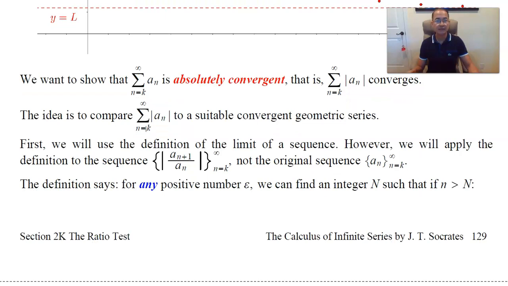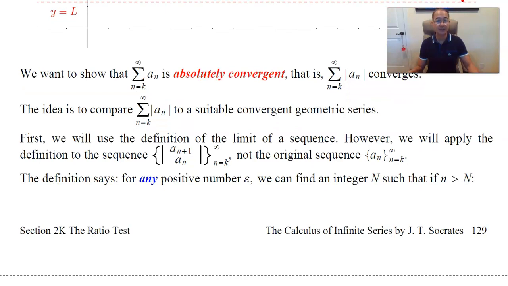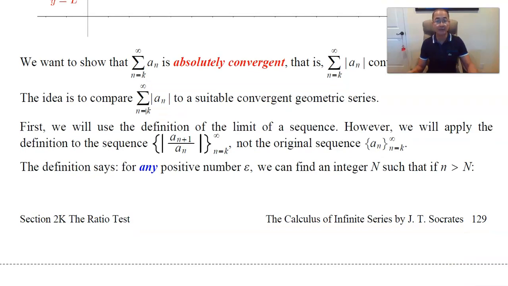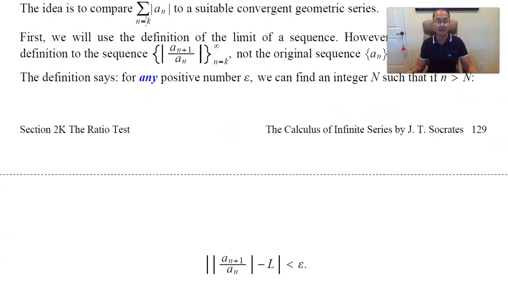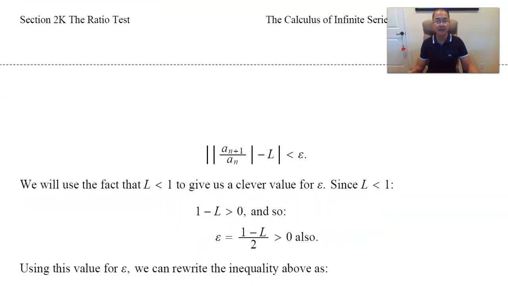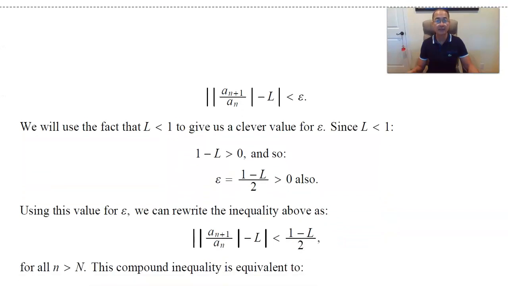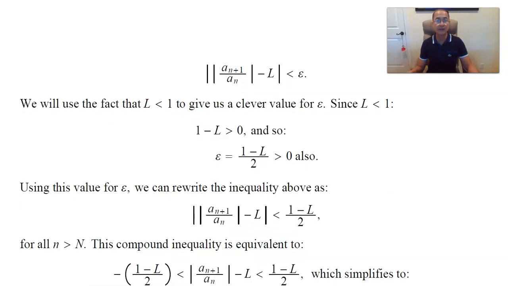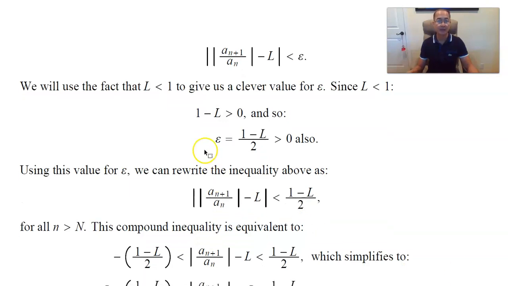Okay, so first let's review the definition of the limit of a sequence, but it has to be applied not to a_n, but to the quotient a_{n+1} over a_n with absolute values. For any positive number epsilon, we can find an integer capital N so that if the subscript little n is bigger than capital N, then the absolute value of the ratio a_{n+1} over a_n minus L, the limit, will be smaller than epsilon. Remember, it is this ratio, absolute value, that has limit L, not a_n itself.